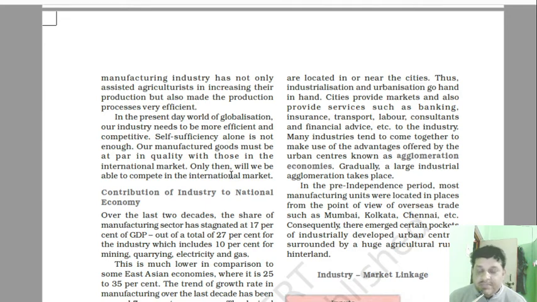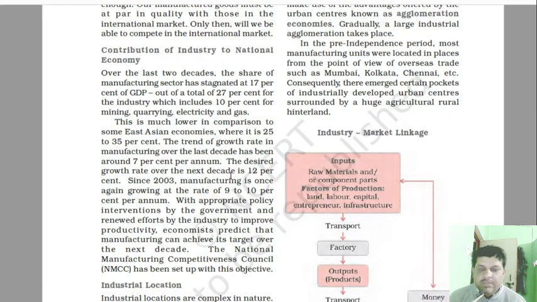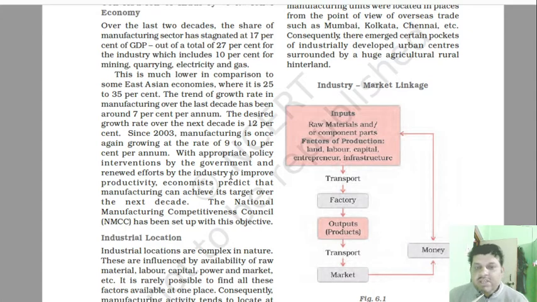So the port cities where the port was available, Mumbai, Kolkata, Chennai, that was the initial stage of industrial development in India. The port city was chosen for the establishment of industry. Consequently, in due course of time, there emerged certain pockets of industries, developed urban centers surrounded by huge agricultural, rural hinterland. But slowly, the decentralization of industry started to take place in the internal part of the country. Various types of industry started to be established, and after independence, the government of India took initiative regarding this matter.